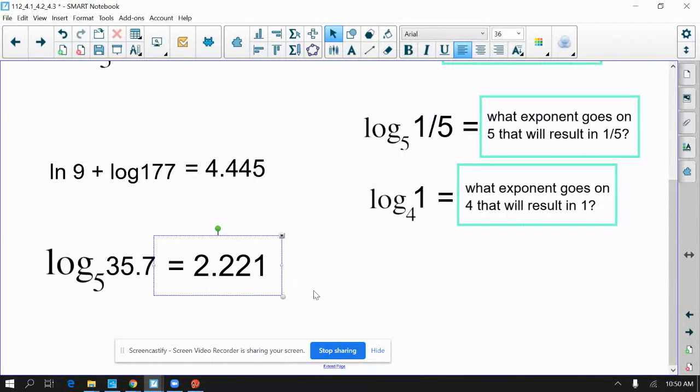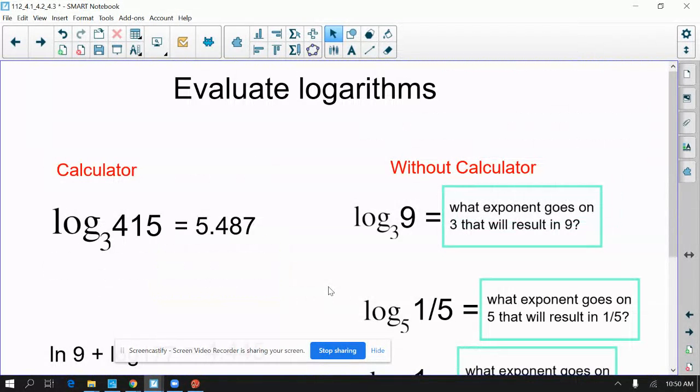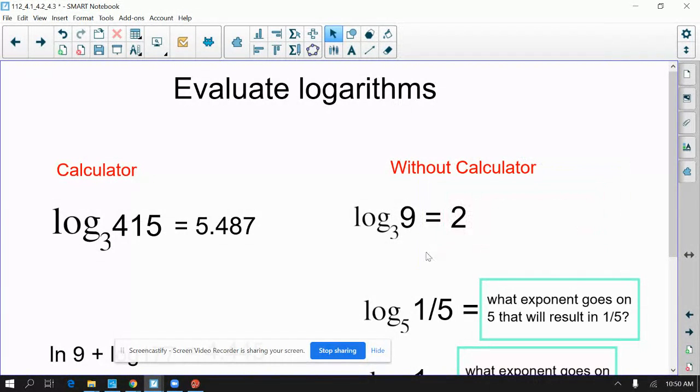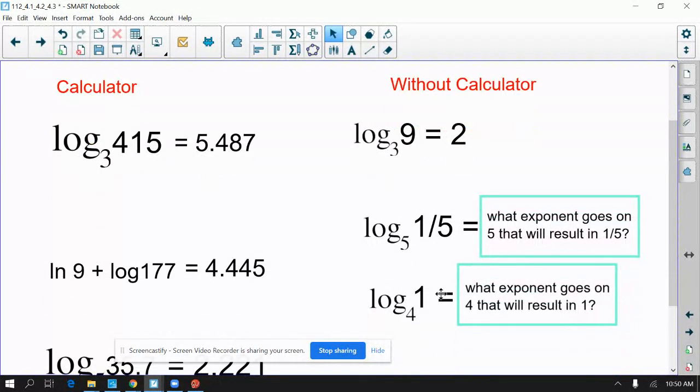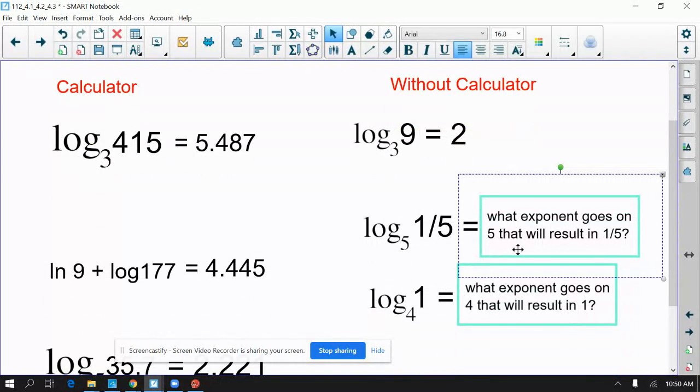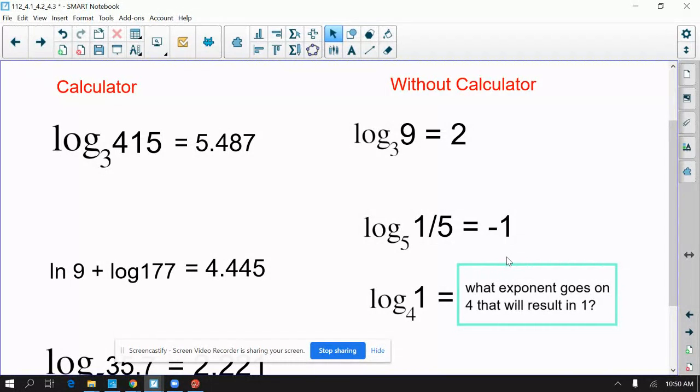All right, without a calculator, this log base 3 of 9. So logs are exponents. What exponent would go on 3 that would result in 9? 2. I have log base 3 of 9 children because I have 2 children. Log base 5 of a fifth equals what? So 5 to what power is a fifth? 5 to the negative first power is a fifth. Remember, raising it to the negative would flip the base.